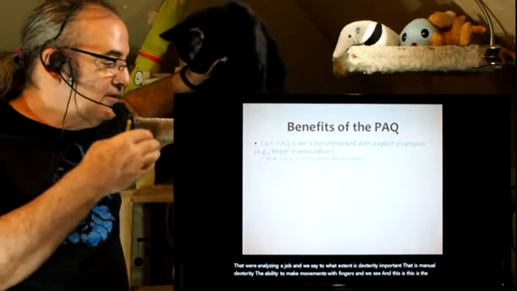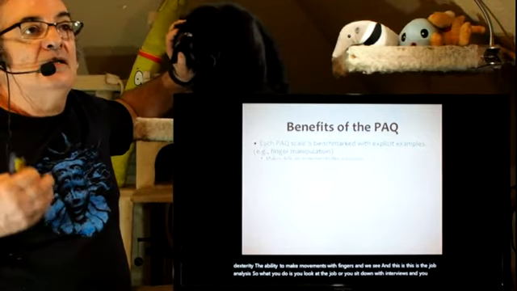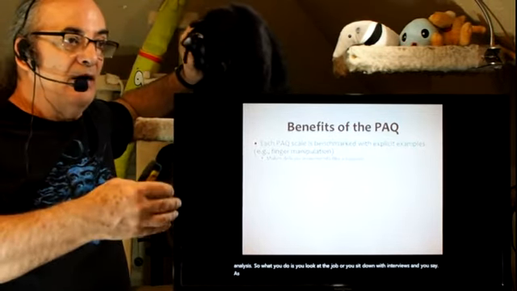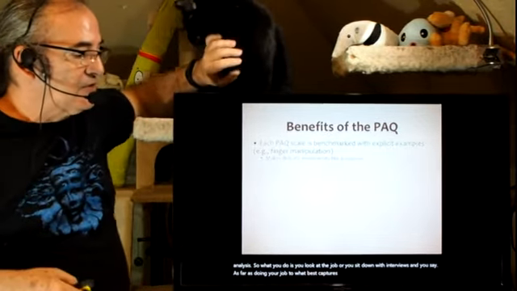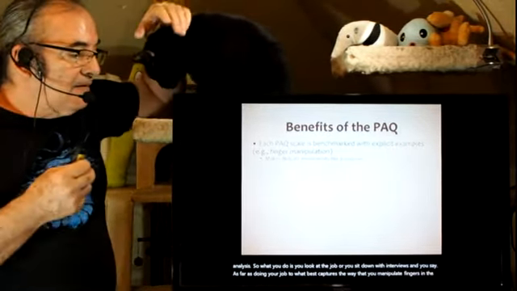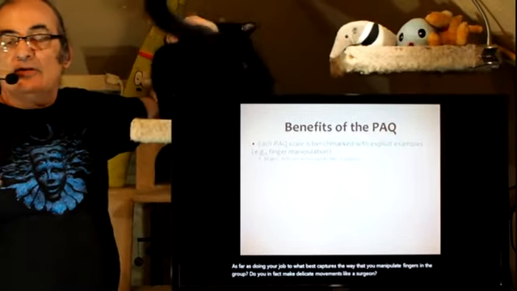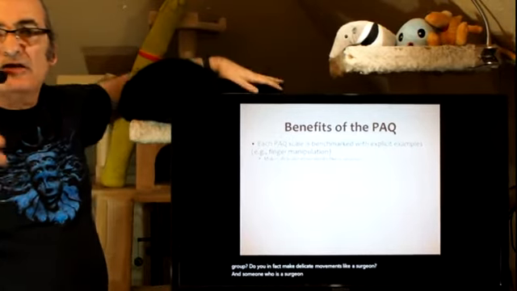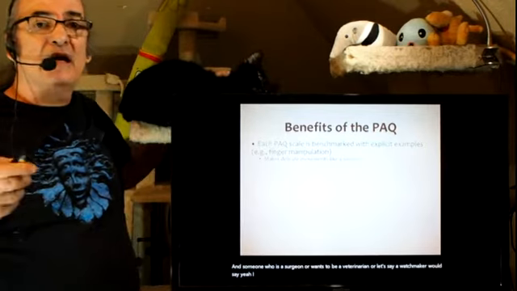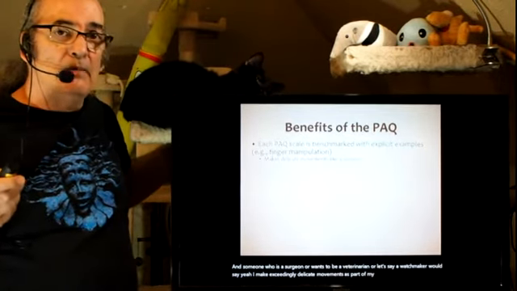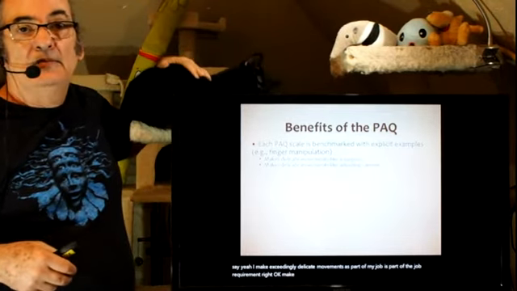So what you do is you look at the job, or you sit down with interviews and you say, as far as doing your job, what best captures the way that you manipulate your fingers? Do you, in fact, make delicate movements like a surgeon? And someone who's a surgeon or wants to be a veterinarian, or let's say a watchmaker, would say, yeah, I make exceedingly delicate movements as part of my job. It's part of the job requirement. Okay. Make delicate movements like adjusting a camera.